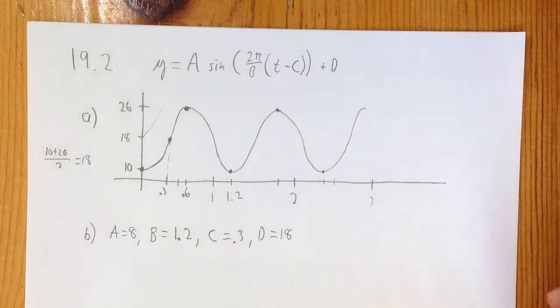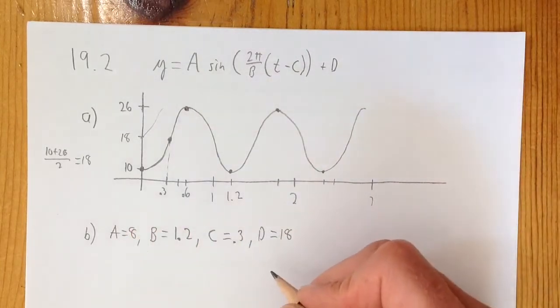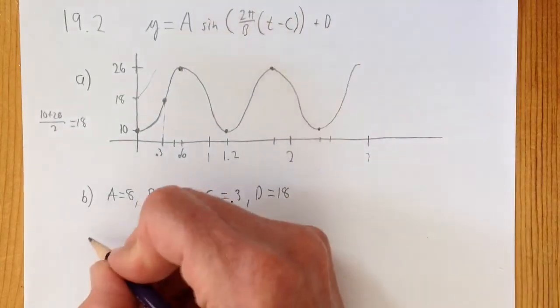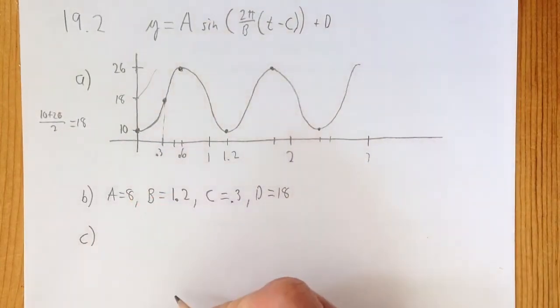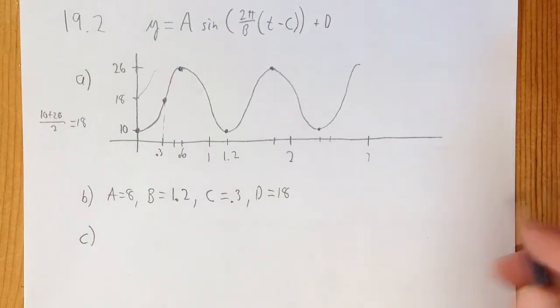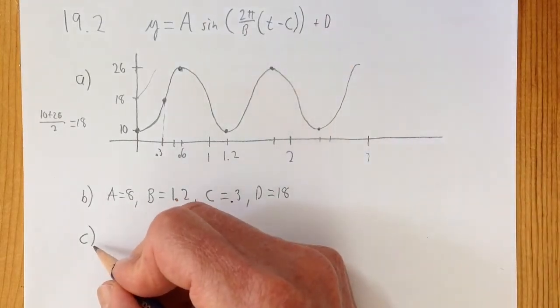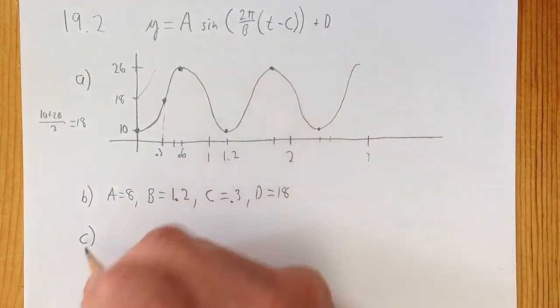Okay, so we know all those numbers now. Now we know everything we need to know about our wave. Part C, though, says give 4 different possible values for the phase shifts. That means C. It's kind of nice that part C is C. So what are 4 different values of C?